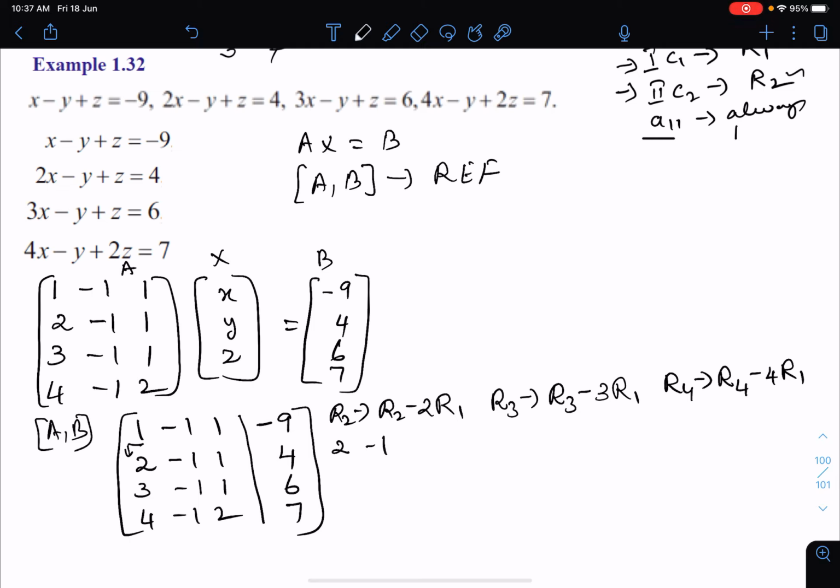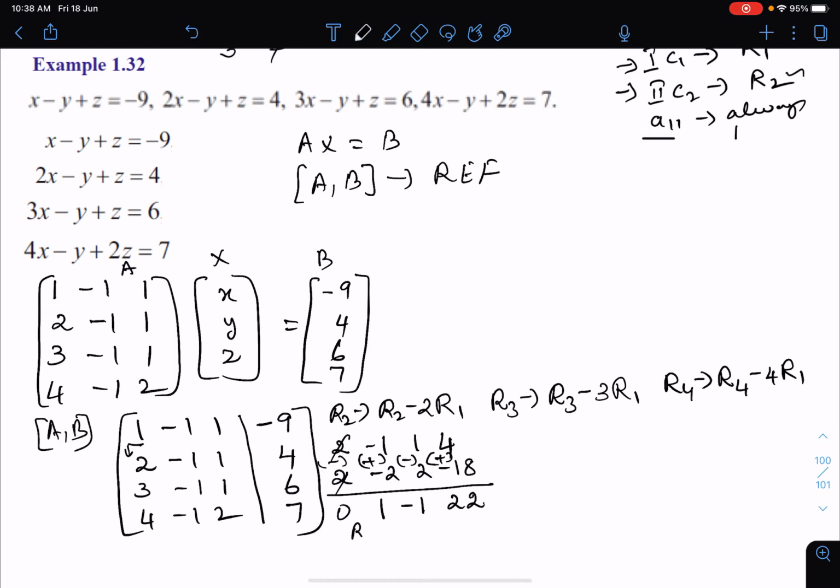What is our row 2? 2, minus 1, 1 and 4. Then 2 into row 1: 2, minus 2, 2 and minus 18. Change your sign: minus, plus, minus, plus. These are equal, so 0; this is 1, this is minus 1, and this is going to be 22 because both are of the same sign. 18 plus 4 you are going to get as 22. This is our row 2.